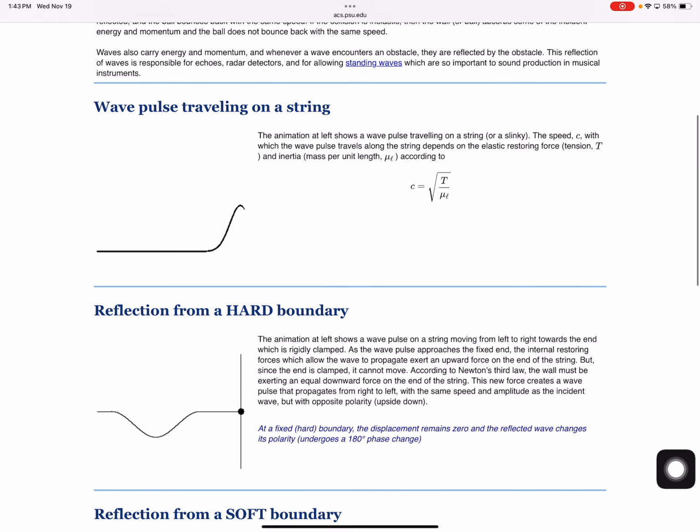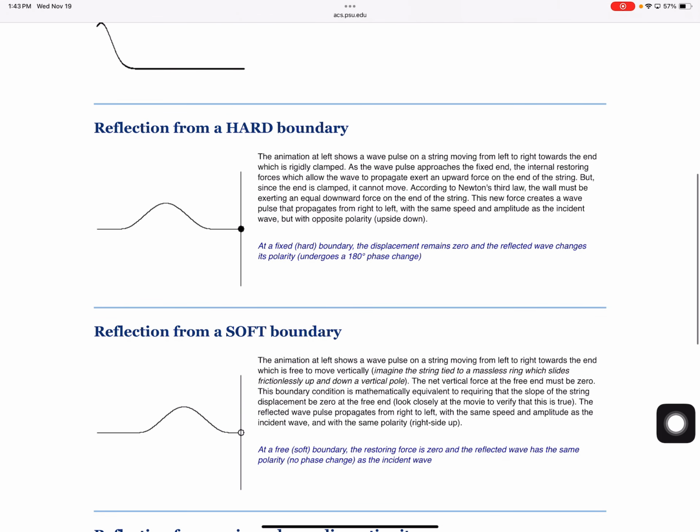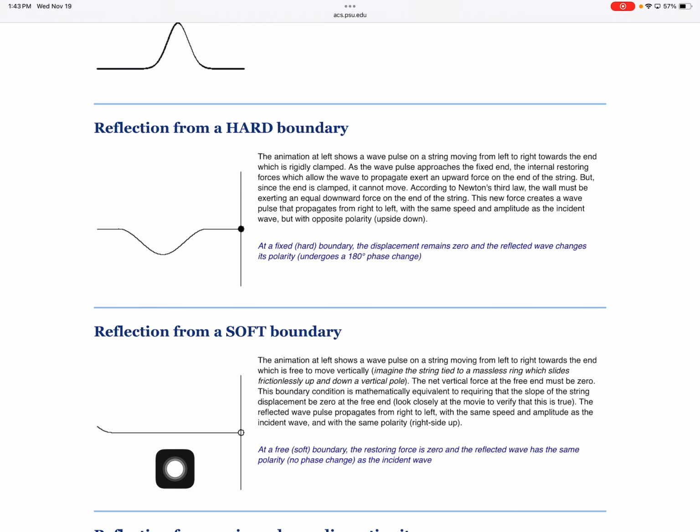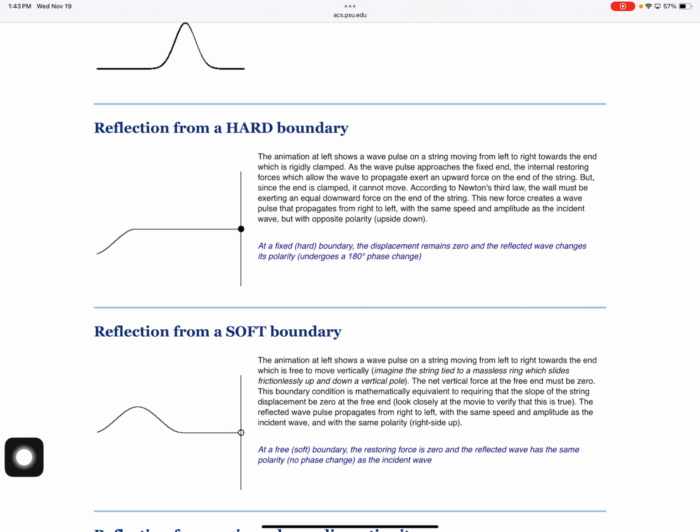Okay, there we go. So when a pulse reflects off a fixed end, the amplitude changes sign, and when it reflects off of an open end, it doesn't change sign. Okay.